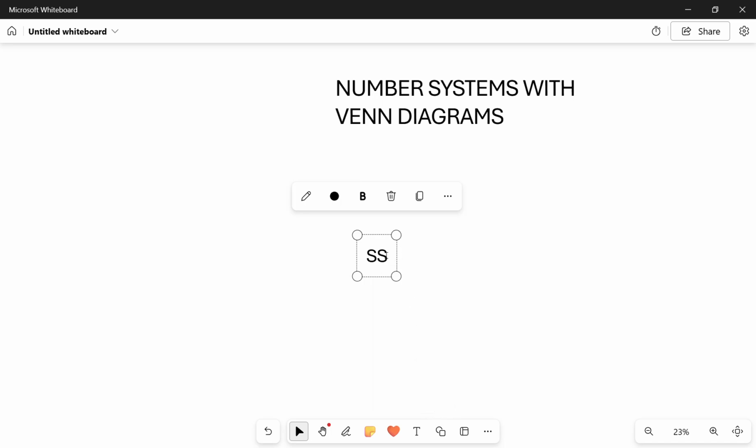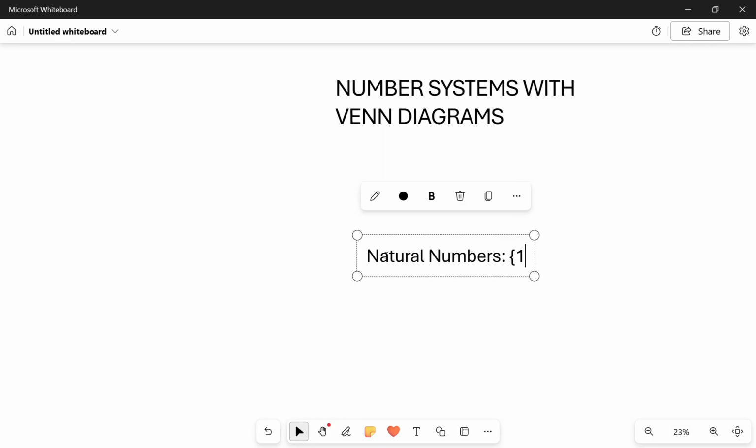Hello guys, so today we'll be starting with number systems with Venn diagrams, which will be your first unit for your whole grade 9. And what do we know about numbers? So we know numbers are like 1, 2, 3, 4, stuff like that. Yeah. So we can group them. Natural numbers, which go on from 1, 2, 3, 4. So they are positive.